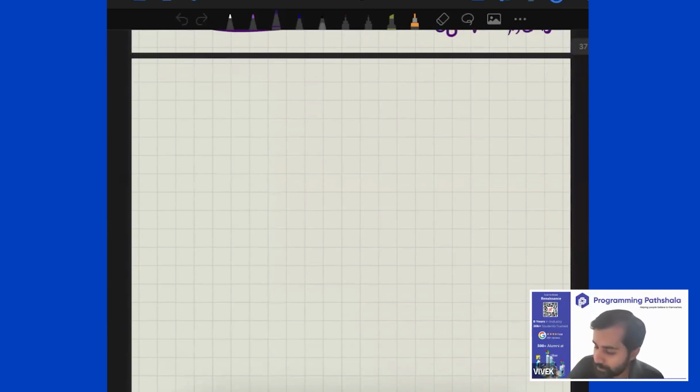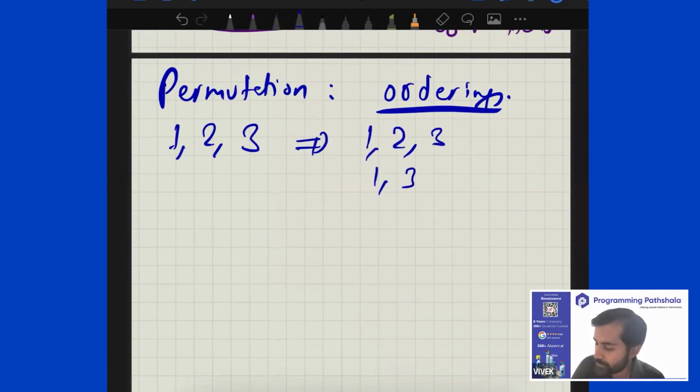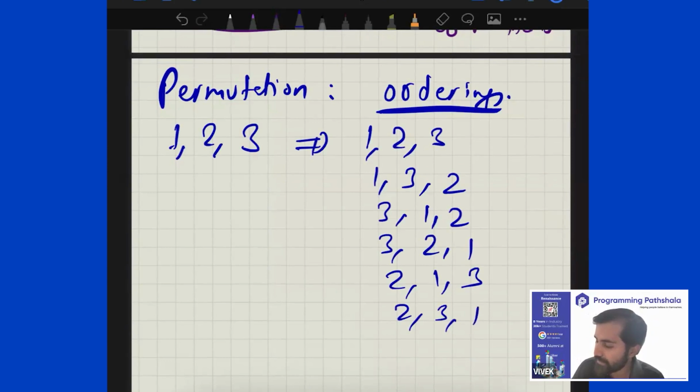See, have you heard of something called permutation? Permutation is nothing but different orderings of the same thing. For example, if you have 1, 2, 3, it has multiple permutations, right? 1, 2, 3; 1, 3, 2; 3, 1, 2; 3, 2, 1; 2, 1, 3; 2, 3, 1. There are multiple different permutations.